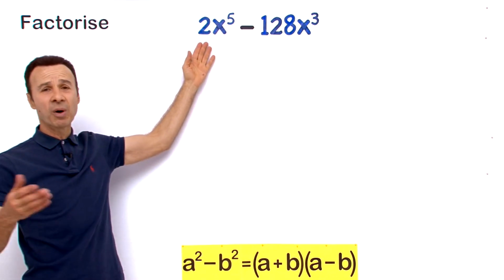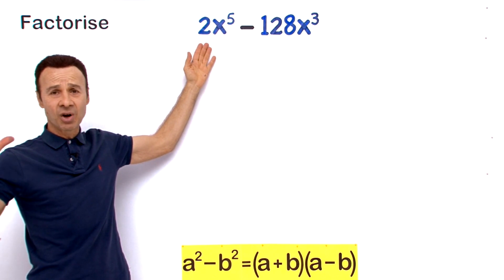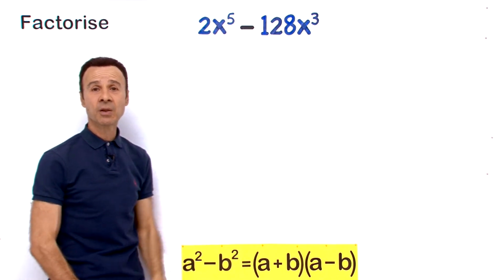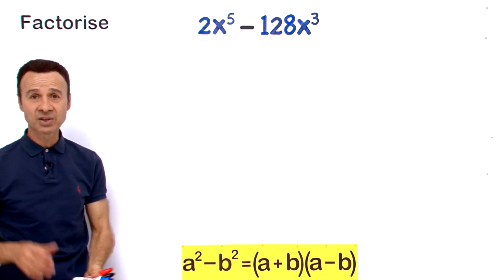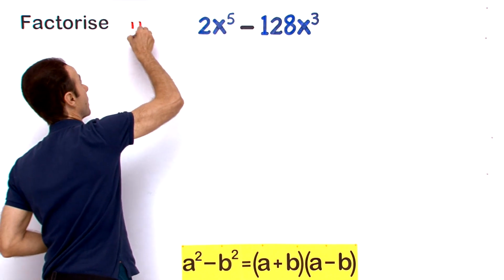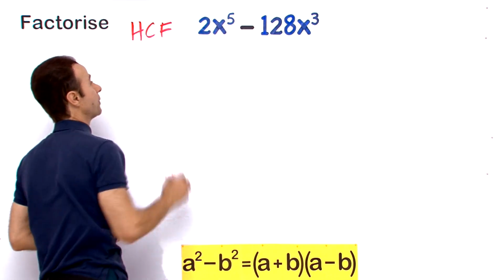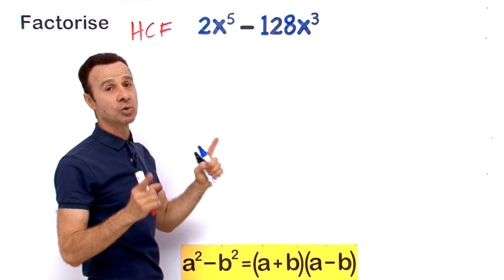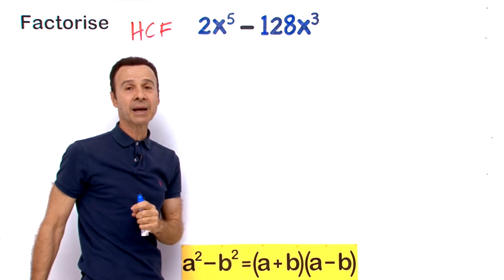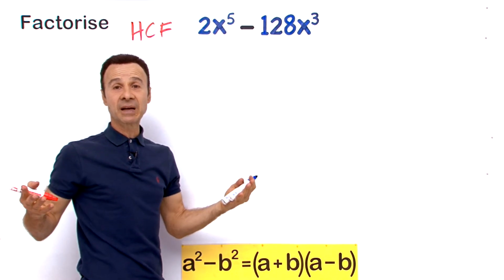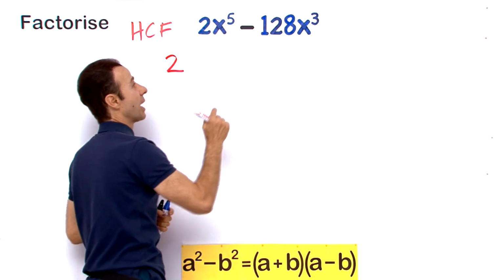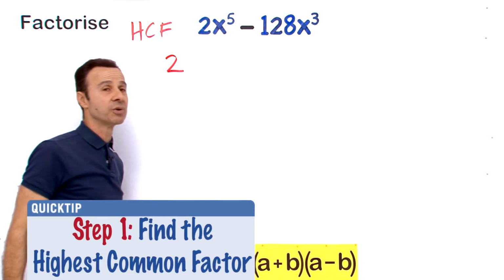The square root of 2 is 1.4. That's not a whole number, and the square root of 128 is not a whole number. So what do we do? The first thing we want to do is factorize horizontally by getting the highest common factor. So let's find the highest common factor first between the two numbers in the two terms. We've got a 2 and a 128. So what's the highest common factor? It'll have to be 2, because 2 goes into 2, and 2 divides perfectly into 128.